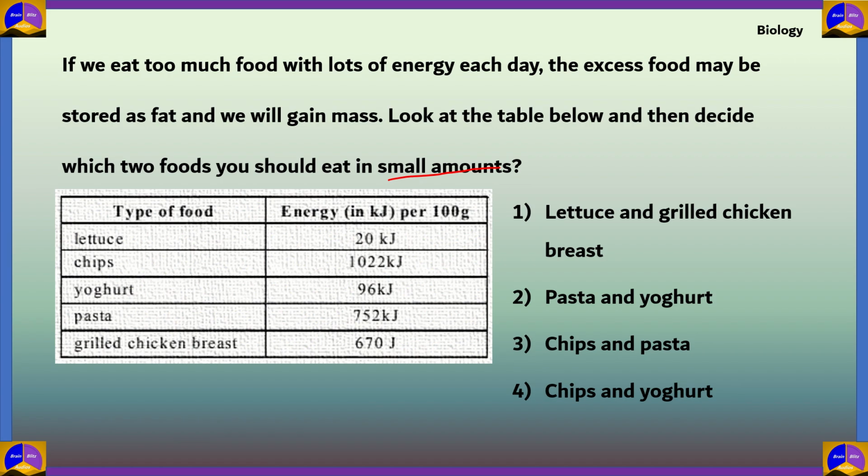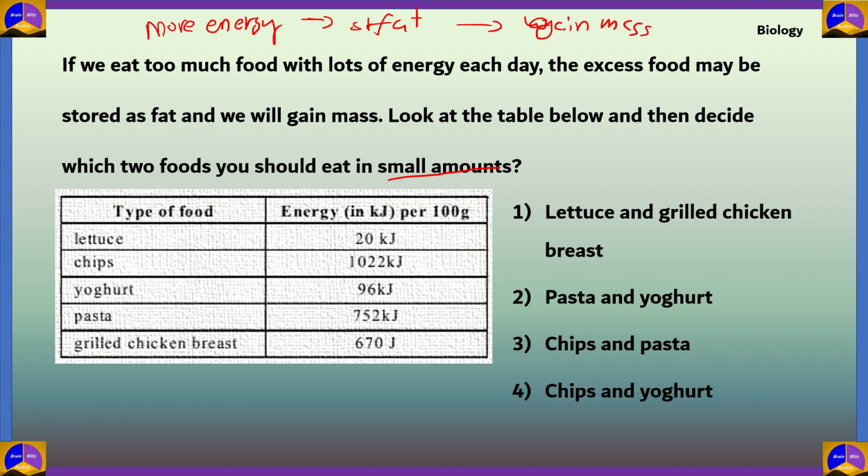Now let's look at the statement given in the question. It says that food with more energy means we will have excess food. The excess food would be stored as fat, and then we will gain mass. And it is asking us to decide which 2 foods we should eat in small amounts. So the ones we should eat in small amounts are the foods with the most energy. So we have to find the top 2 foods with the most energy in this table.